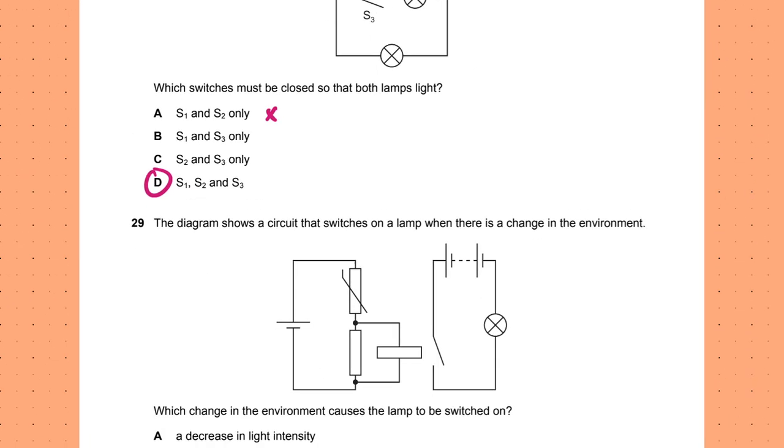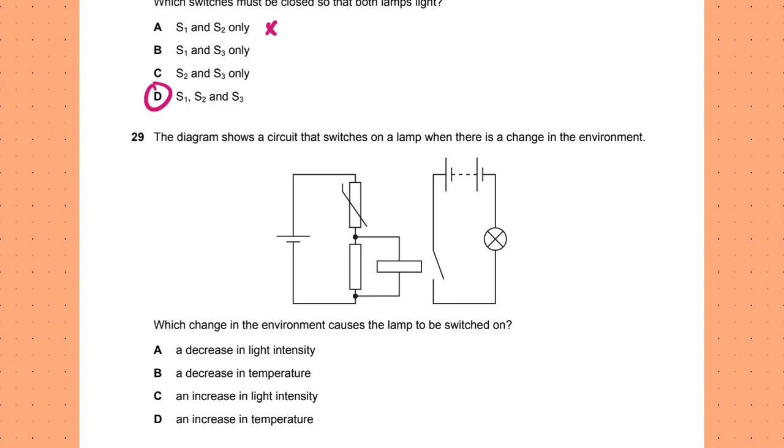29. The diagram shows a circuit that switches on a lamp when there is a change in the environment. Which change in the environment causes the lamp to be switched on? Right, so this is the circuit diagram for a relay, by the way. If you guys did not identify, this is the relay. So what change causes the lamp to be switched on? So for the lamp to be switched on, this switch must be closed, and that will happen when there is a sufficient amount of voltage across this relay.